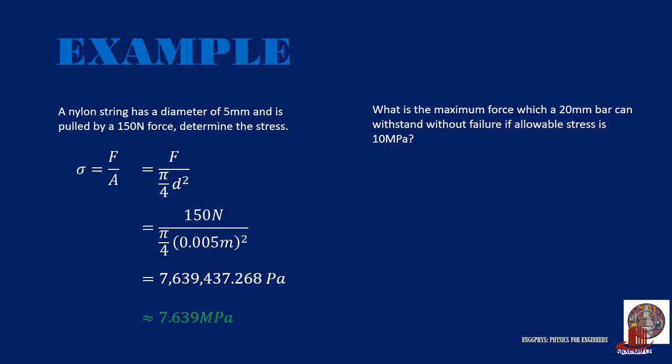The next example says, what is the maximum force which a 20 mm bar can withstand without failure if allowable stress is 10 megapascal? 10 megapascal is a million Pascal, or can be converted into 10 Newton per square millimeter. And this is equal to F all over A, or F all over pi all over 4 times 20, that would be squared. Thus, solving for F, we get 3,141.593 newtons.